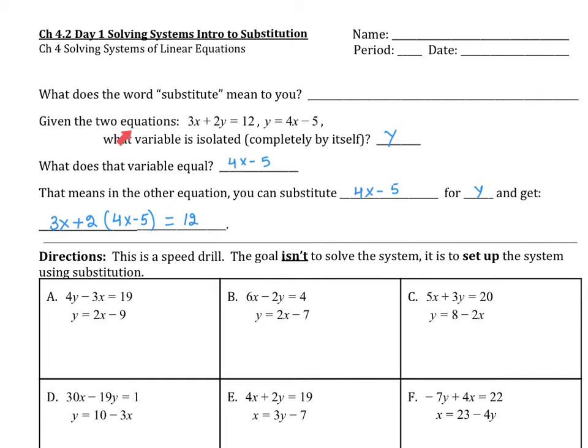For the next one, given the two equations 3x plus 2y equals 12 and y equals 4x minus 5, which one is isolated? There are two equations right now. We can see that the y equation, this one, is isolated. Now y is equal to 4x minus 5. That means in the other equation you can substitute 4x minus 5 for y, because they are equal to each other. So if this is y, you can use 4x minus 5 in y's place.